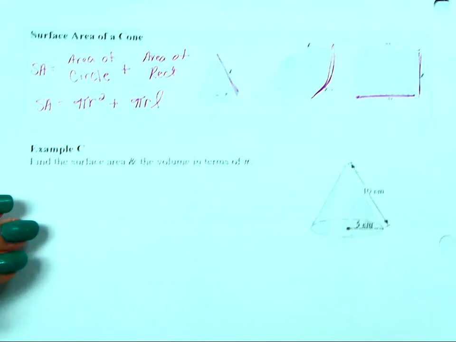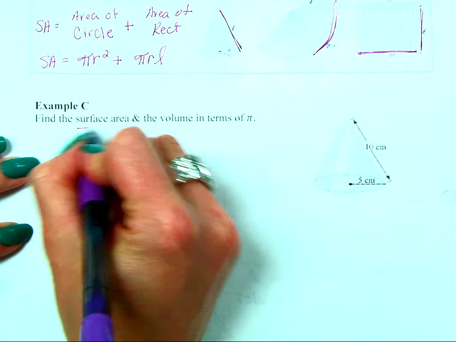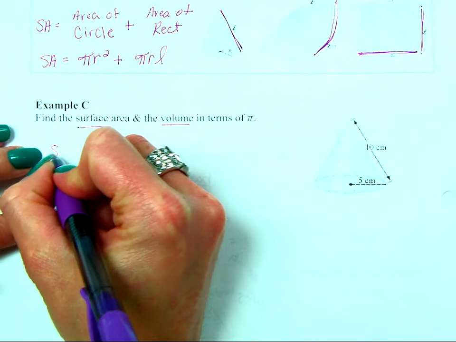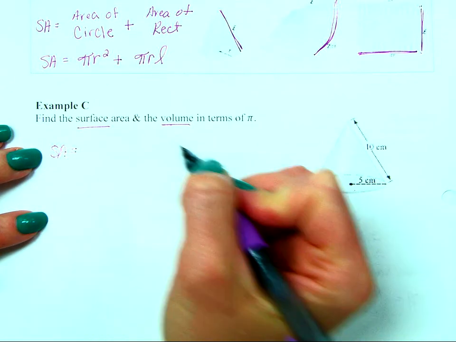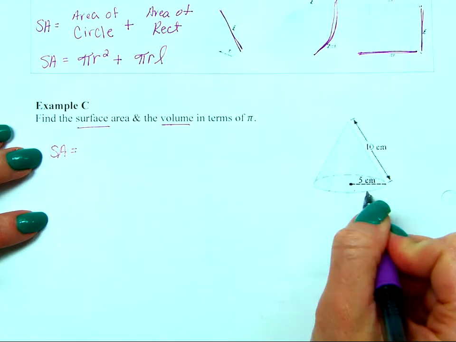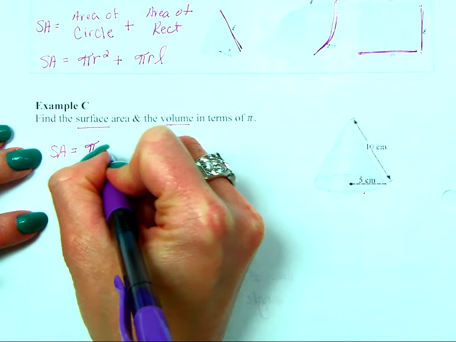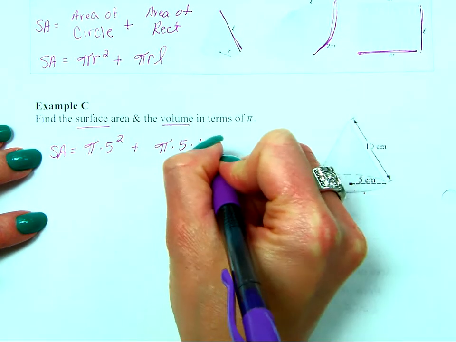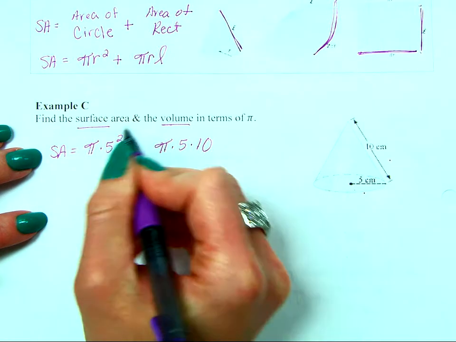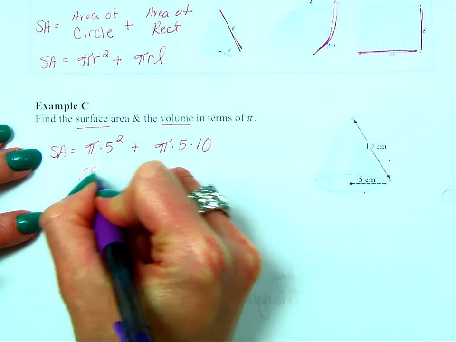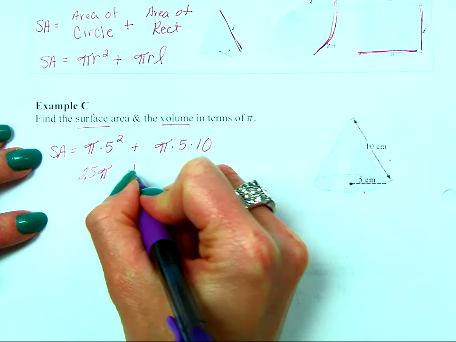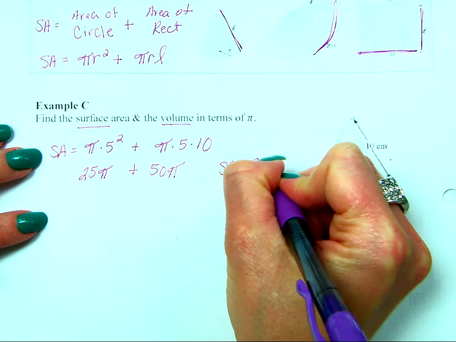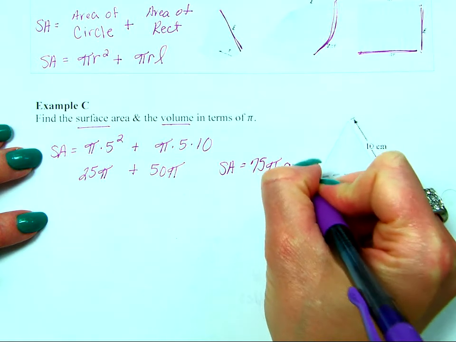In example C, they're asking me to calculate the surface area and the volume. Really, we just need to take a look at substituting our numbers in. My surface area, pi r squared, I can see I have a radius of 5, plus pi RL, slant height of 10. I don't even need my calculator for this. In terms of pi, 25 pi plus 50 pi, and we would find out that our surface area is 75 pi square centimeters.